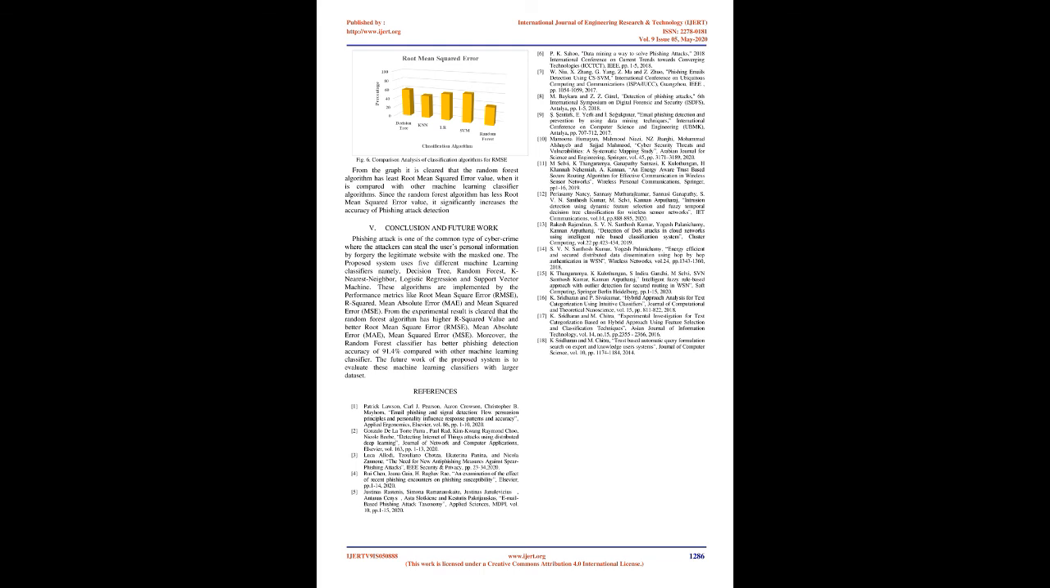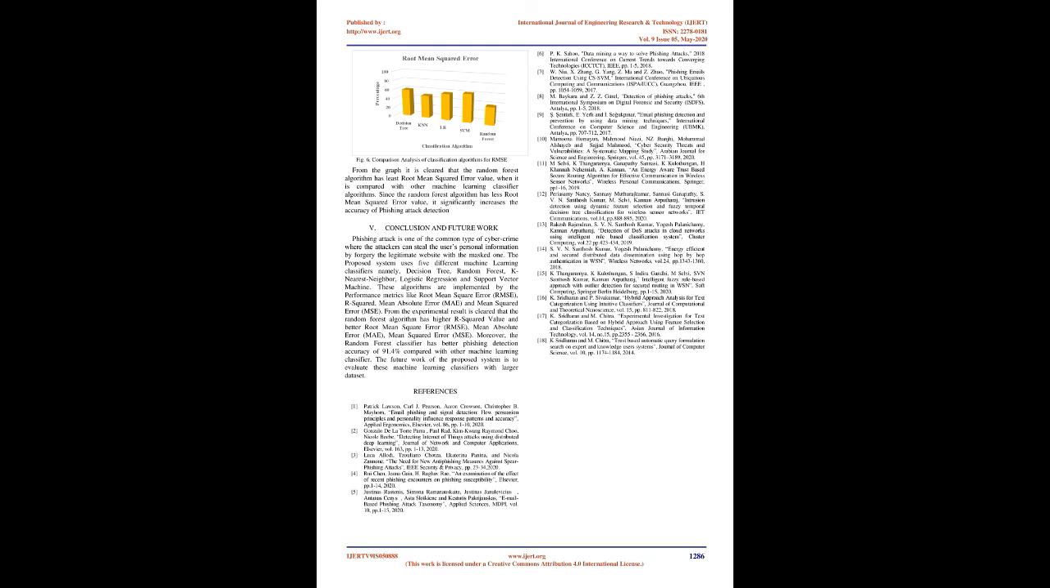V. Conclusion and future work. Phishing attack is one of the common types of cybercrime, where attackers can steal the user's personal information by forging the legitimate website with a masked one. The proposed system uses five different machine learning classifiers, namely decision tree, random forest, k-nearest neighbor, logistic regression and support vector machine. These algorithms are evaluated by performance metrics like root mean square error, RMSE, R-squared, mean absolute error, MAE, and mean squared error, MSE.